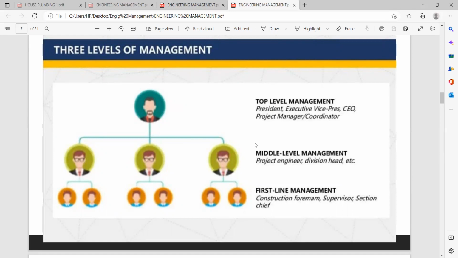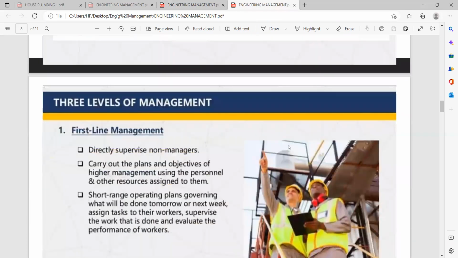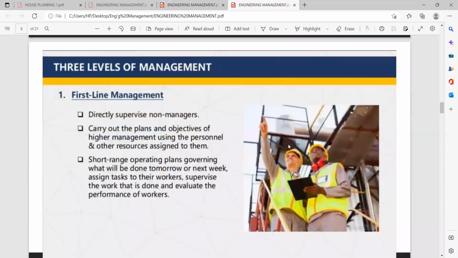involvement. Okay, next is yung middle level of management, which is project engineer, division head, and etc. So first line management, yun nga, sa construction foreman, supervisor, section chief. Depende ito sa laki. Kung maliit pa lang yung company or malaki na masyado. Magdedepende kung sino yung mga head of every level. Okay, so we will discuss those mga line of management.